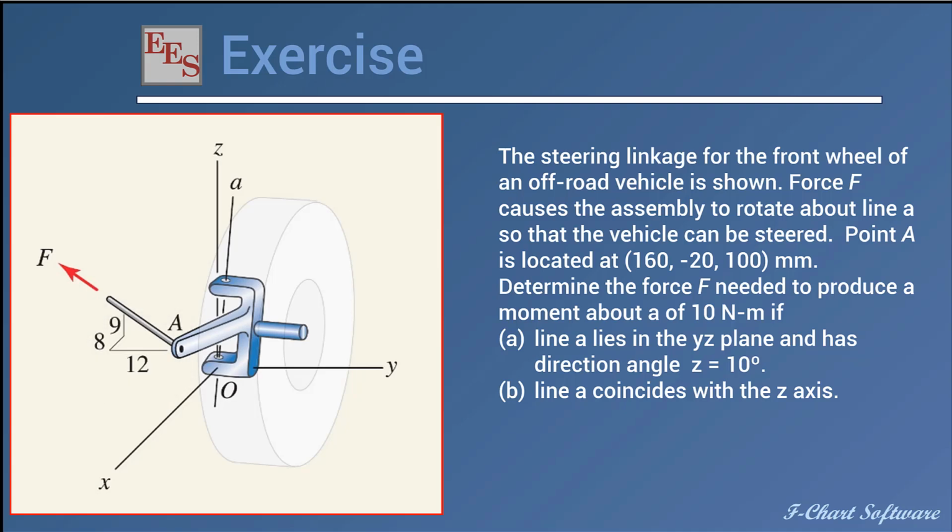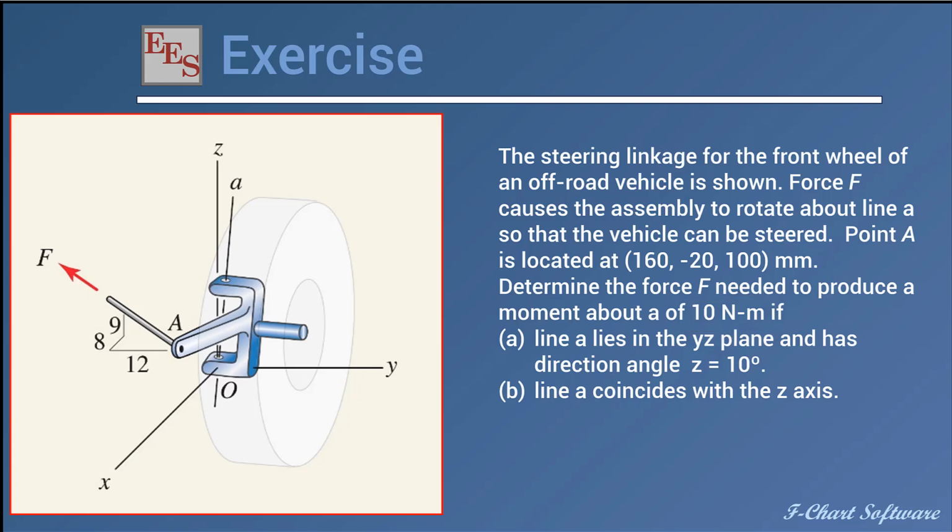And the rotation is about this line A, right? And the force is exerted, obviously, not on the line but off the line in order to create a moment, and it's exerted at this point A, which is located here at 160, minus 20, and 100 millimeters. So the question asks that we determine what magnitude of force is required in order to produce a moment about that line A, the rotation line there, of 10 Newton meters.